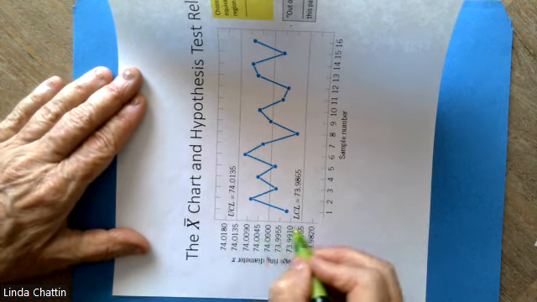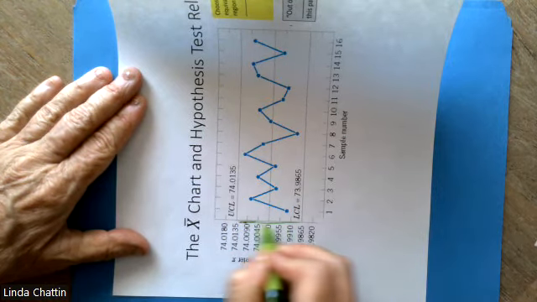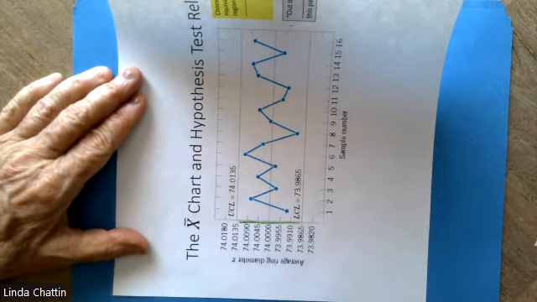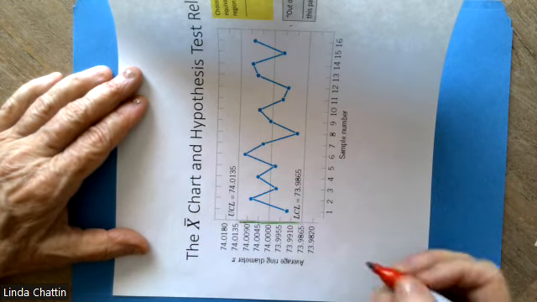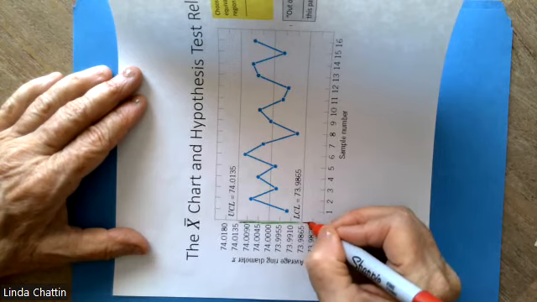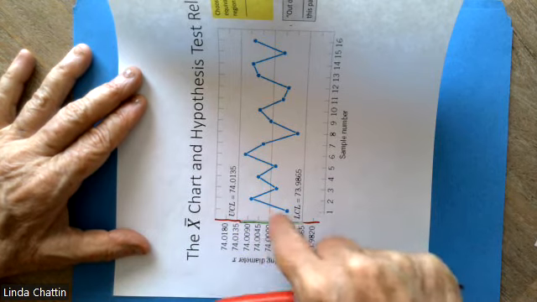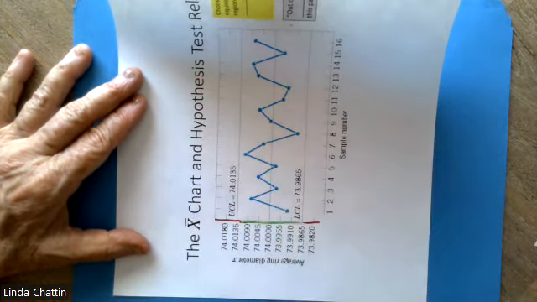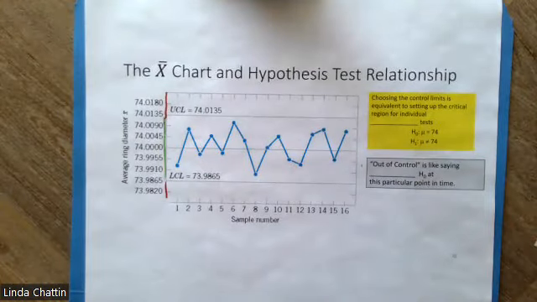Whenever we had a test statistic that was between two values for a two-sided test, we would fail to reject H naught, and whenever we had a value outside those values, we would reject H naught. Well, it's kind of the same thing. Each one of these points is a little hypothesis test. So right here, what we see is another process that appears to be in control.